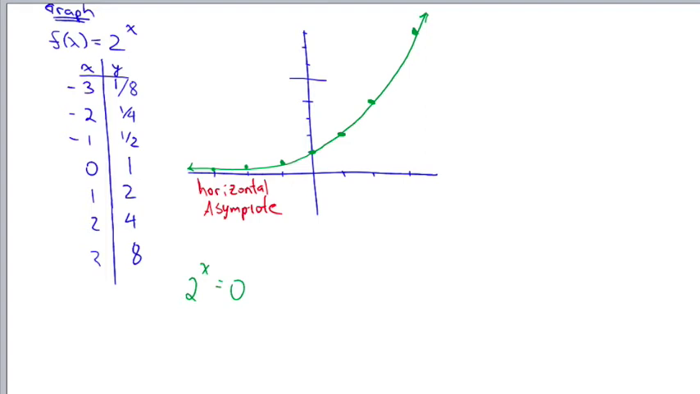So one of the key configurations of this graph, if I asked you to graph it, is where the horizontal asymptote is. The other key thing is this point right here, the y-intercept. It's usually 1 above the asymptote. I'm going to keep saying that, aren't I? So one of the key factors is finding that point that is 1 unit above the asymptote.